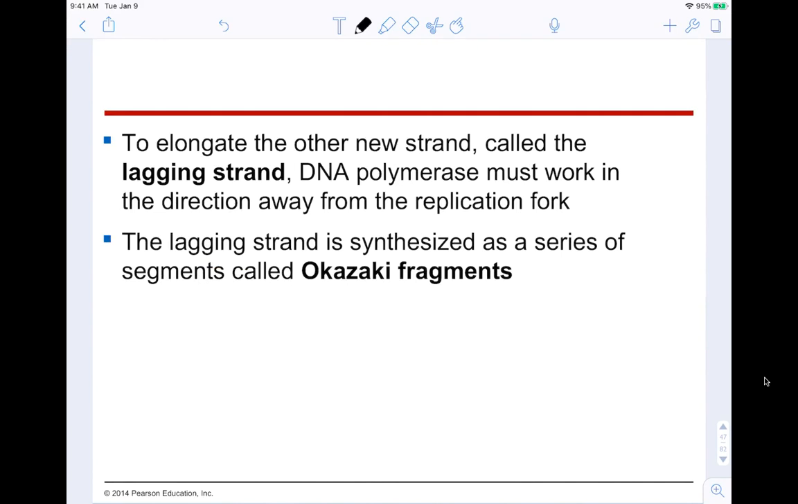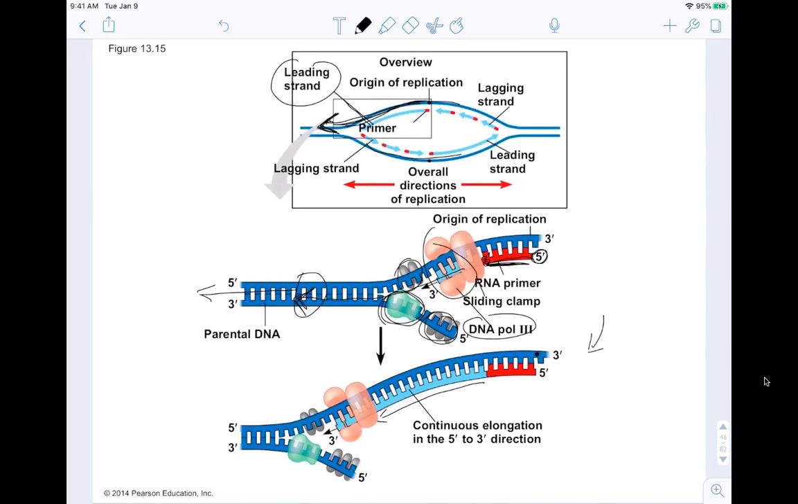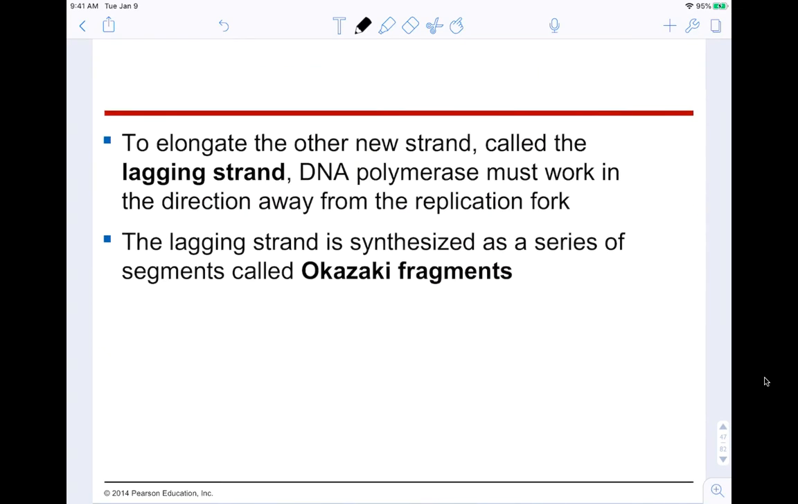To elongate the other strand, called the lagging strand, DNA polymerase must work in the direction away from the replication fork. So it's not going to be going this direction. It's going to be going, and it's unzipping this way. Everything is moving this way. So now we're going to have to go this way, which is kind of weird. The lagging strand is synthesized in a series of segments, so not continuous, in little chunks.